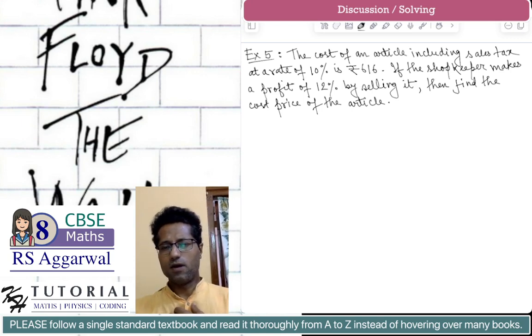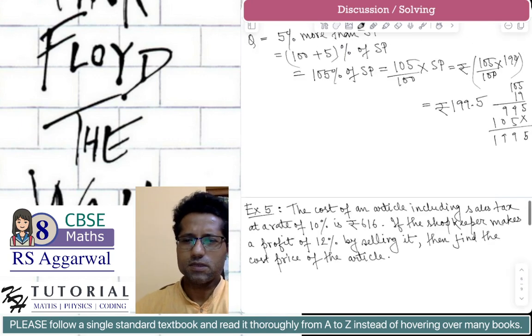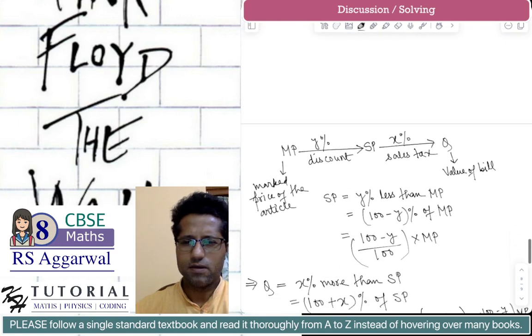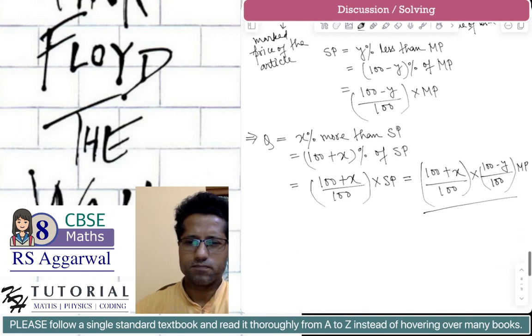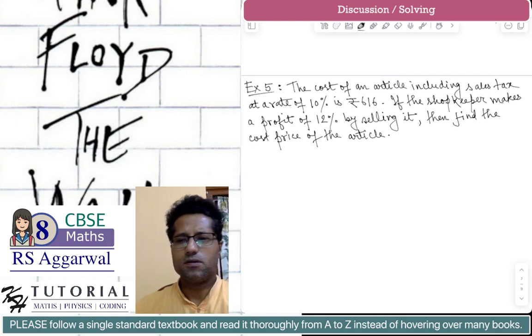So how do we know the selling price of the article? Okay, so we know the bigger picture. I discussed the bigger picture like this. So what is happening here? So this is a much bigger picture.